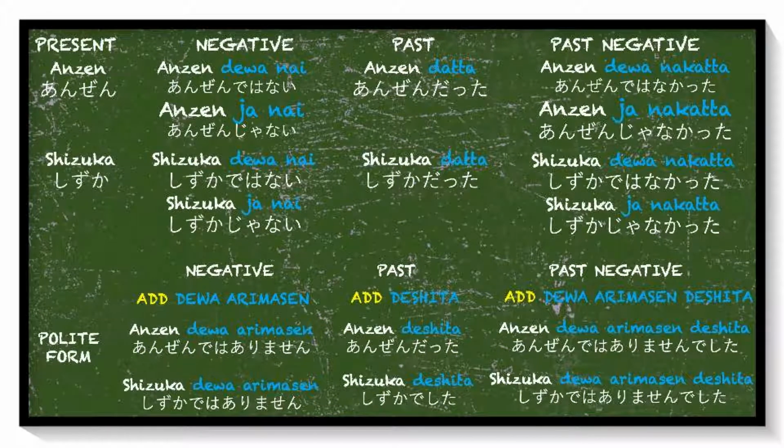That's all. Now you know how to describe an object in Japanese. Hope you understand our lesson.